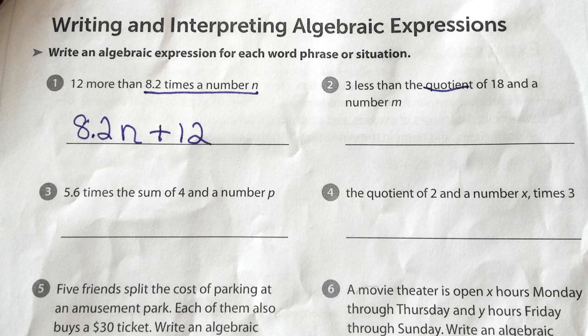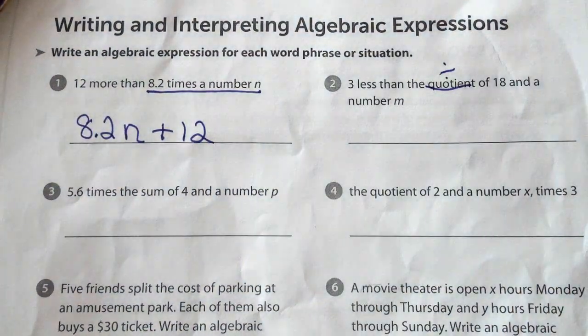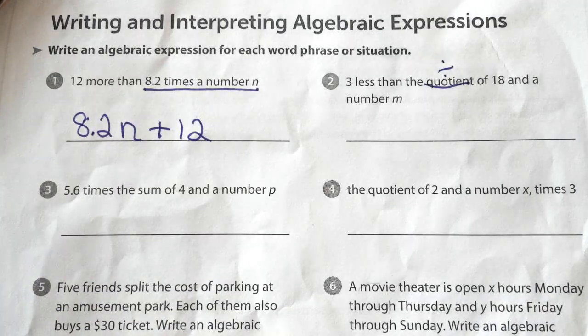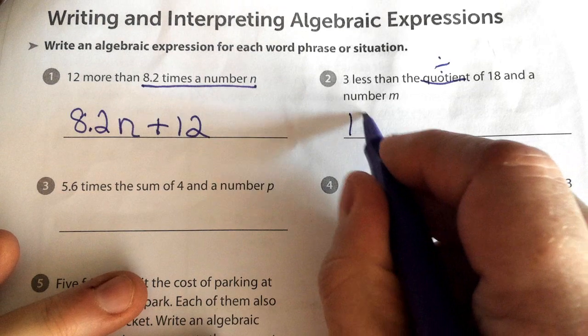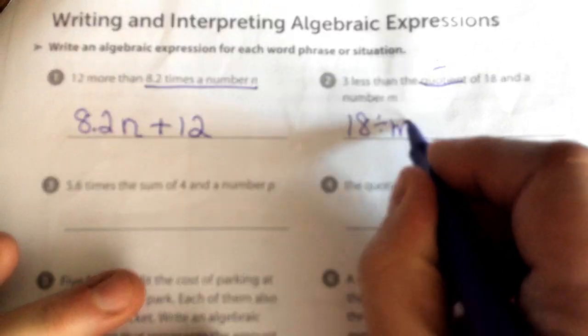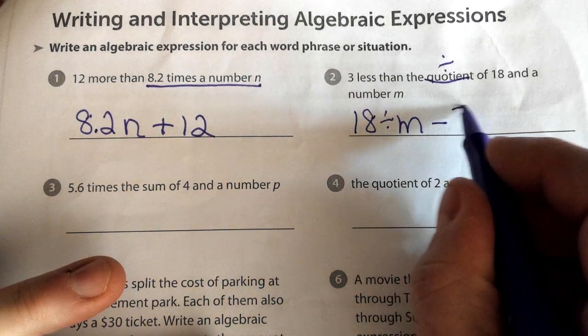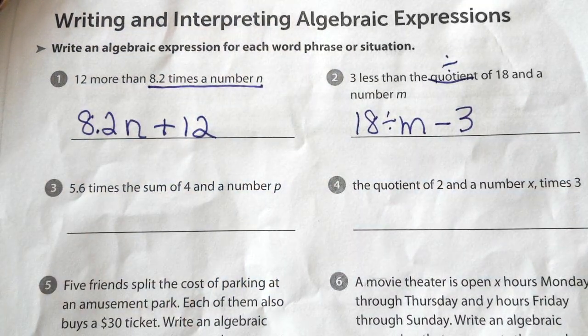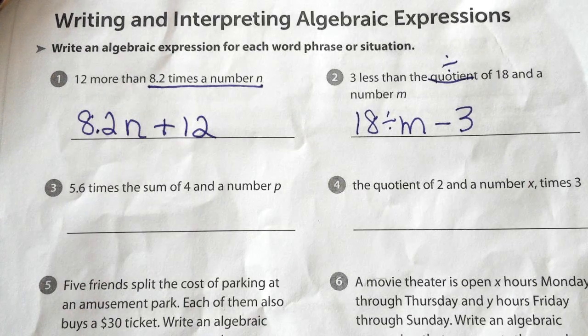For number 3, it says 3 less than the quotient of 18 and a number. You have to remember that quotient means divide. Okay, so it's 3 less than that answer. So first we have to write the 18 divided by m, and then after we get that, it's 3 less than that, so minus 3. You could put parentheses around 18 divided by m, but you don't have to because of order of operations. That's going to be done first anyway.